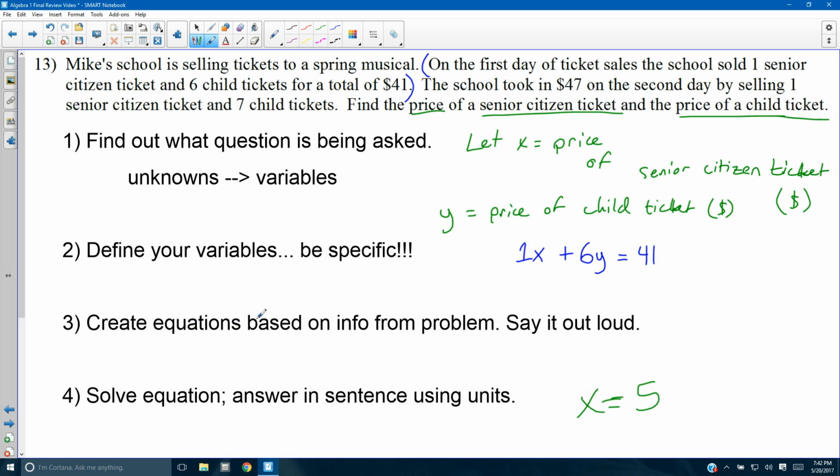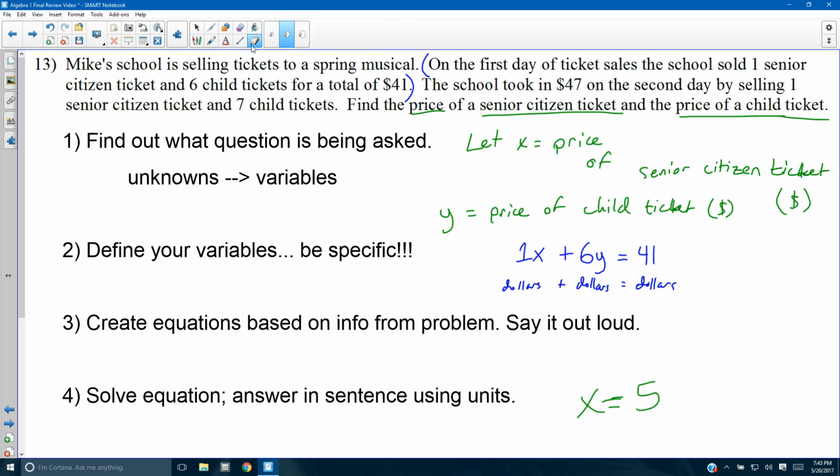Now, when I did this whole equation stuff, the big thing is there needs to be what's called unit agreement. This is dollars plus dollars equals dollars. You can't have the units be number of seniors plus number of children equals number of dollars. You can't say x plus y equals 41. That's not what this says, and it's not even the price. This is the price of one of them.